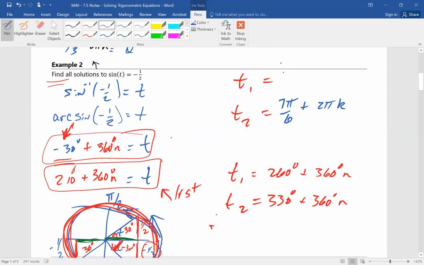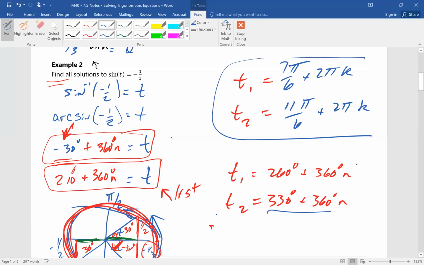And 7 pi over 6 plus 2 pi k. And then the other one, try to do T2 for me since I put it in the wrong spot here. T2 would be 11 pi over 6 plus any full rotation times the number of times you're doing it. So this one's in radians, this one is in degrees.